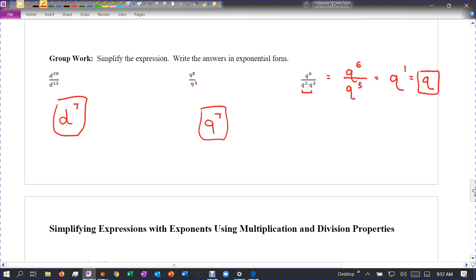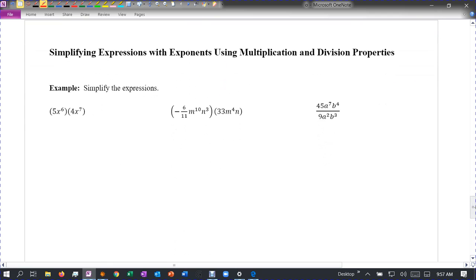All right. So let's try simplifying some more complicated expressions. So when we read this, what we need to understand is this is 5 times x to the 6th times 4 times x to the 7th. So what I'm going to do is put the 5 and 4 together to get me 20. And then x to the 6th times x to the 7th, I add the exponents, and that should give me x to the 13th, because they have the same base x, right? Okay, let's look at this next one.